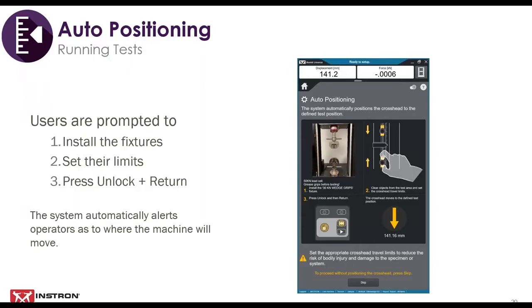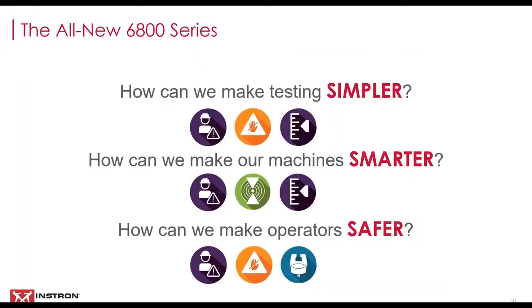After the crosshead moves to the proper starting location, the system balances displacement. This ensures all tests are started at the same location every time, improving repeatability in the lab. The 6800 new feature set makes testing simpler, smarter, and safer than ever before.